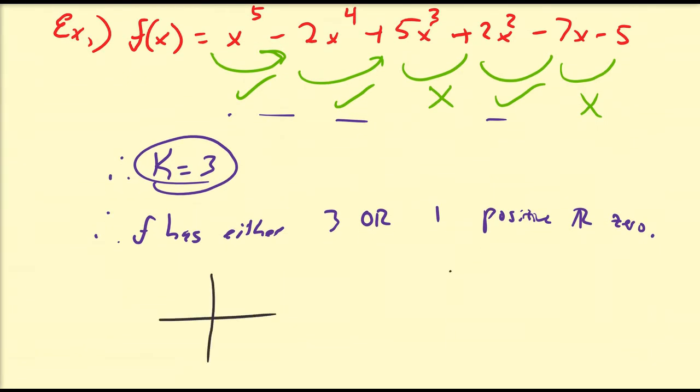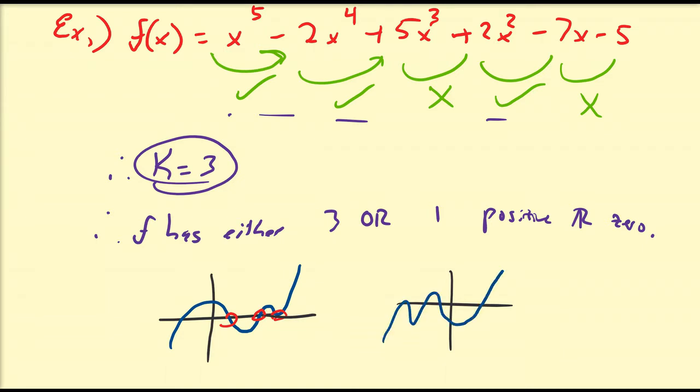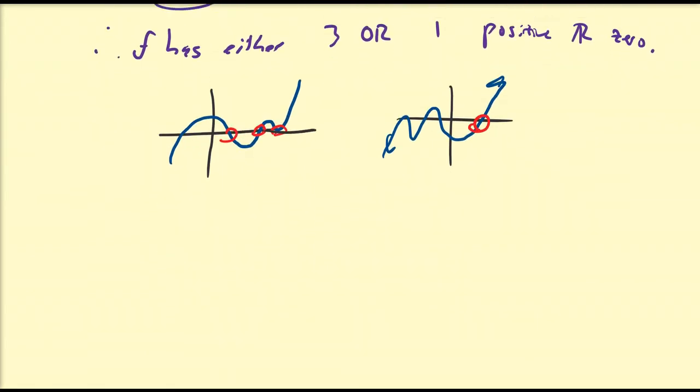So here are two possible sketches for what this graph looks like. It's degree 5, so let's see, it crosses the axis 1, 2, 3 times. So there's 1, 2, 3, and it bounces off on that last point there. With 1 positive zero, it would look something like that. And there are a couple other variations that you could have for this scenario.